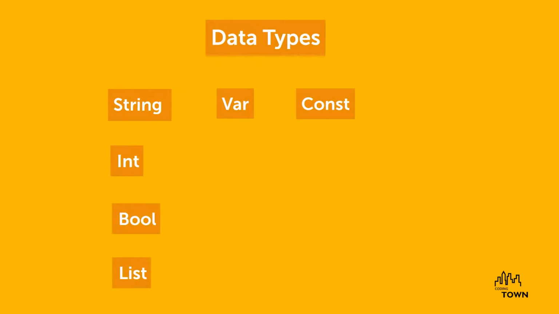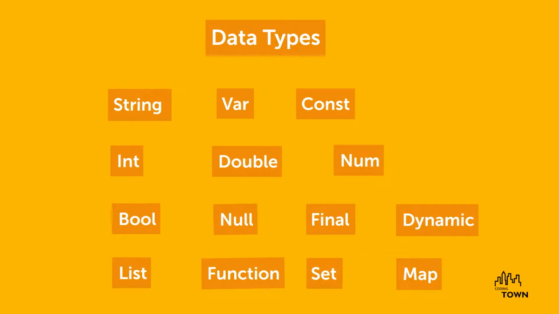There are 14 data types right over here, which we are going to talk about: string, variable, const, integer, double, number, boolean, null, final, dynamic, list, array, set, and map. These are the data types that we are going to talk about. And one more thing is that you have to pay really close attention to this topic, because this is one of the most important topics.